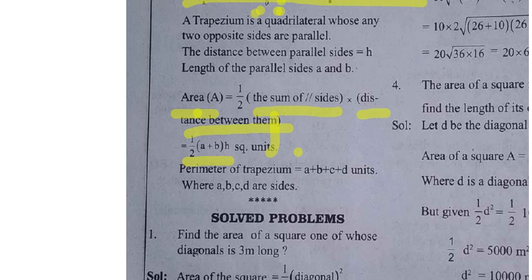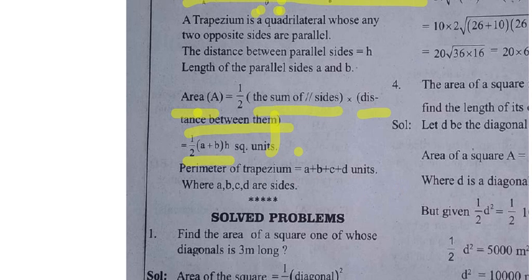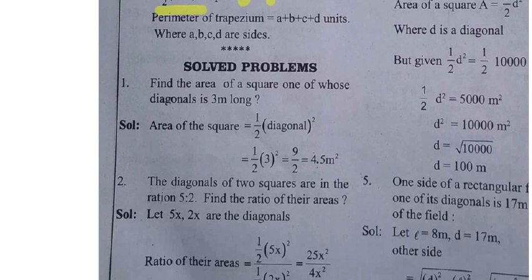Now on this we will solve a few problems, then you will get good knowledge about the questions, right? Good knowledge about the topic. Now see the first question, read the first question. Find the area of a square one of whose diagonals is 3 meters long. The problem is related to one square, right?